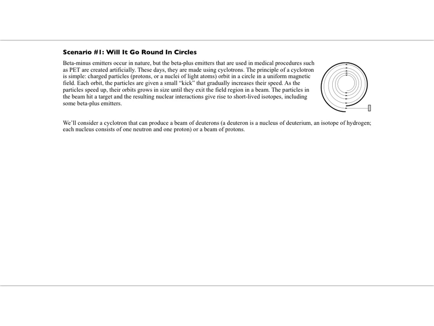Next up, I want to look at one about cyclotrons. So here's the question. Beta minus emitters occur in nature, but the beta plus emitters that are used in medical procedures are created artificially. These days they are made using cyclotrons. We talked about this. So this cyclotron can produce a beam of deuterons, which is a nucleus of deuterium, an isotope of hydrogen consisting of a neutron and a proton, or a beam of protons. So that's the basic situation. Think about how this thing is working, and then we have some questions based on it.